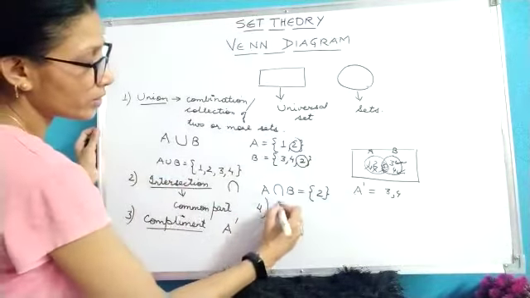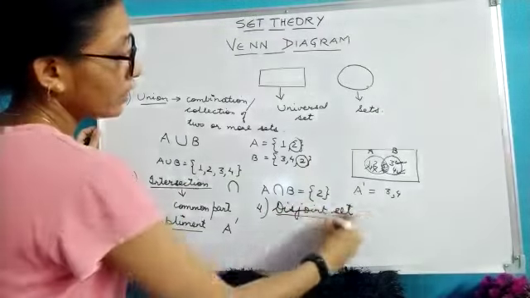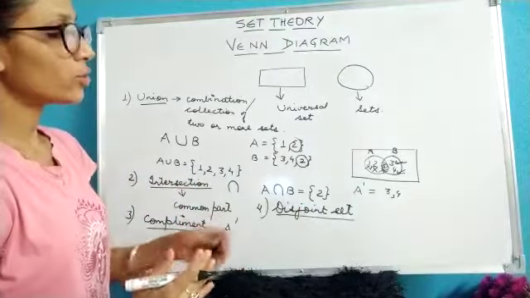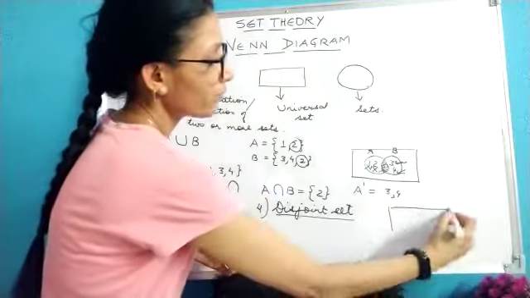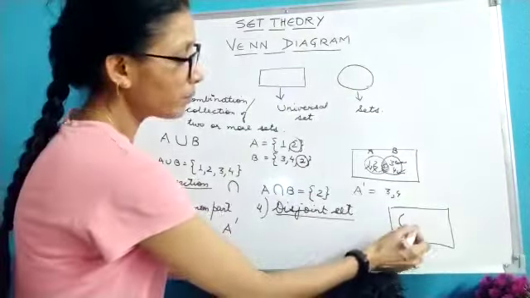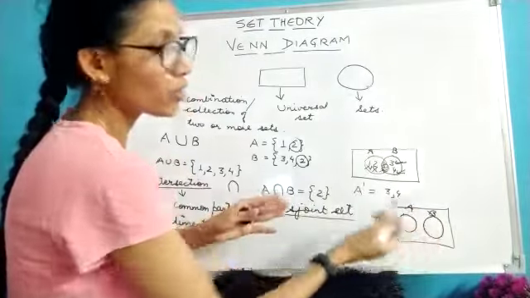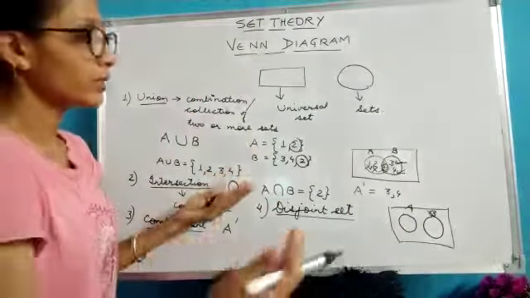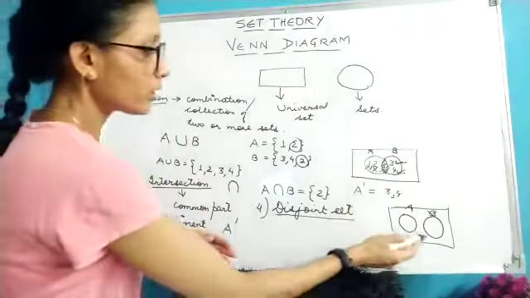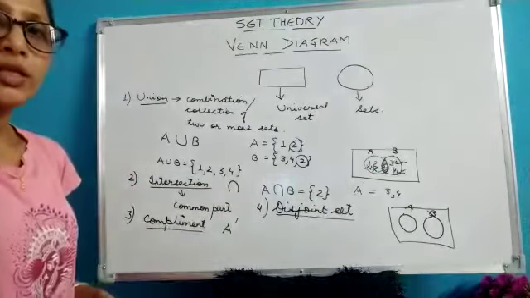Fourth is disjoint set. Children, if two sets don't have anything common between them, then it is known as a disjoint set. Say, if I want to represent a disjoint set by a Venn diagram, then I can represent it like this. This is set A and this is set B. Nothing is common between them, so they will lie apart. Here something is common, that's why I have created a common part for them. So this is the representation of a disjoint set. Let's move on to the next thing.